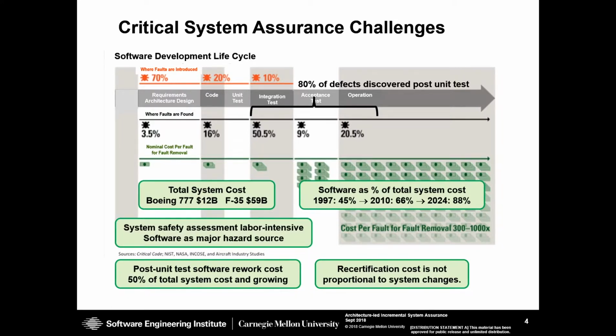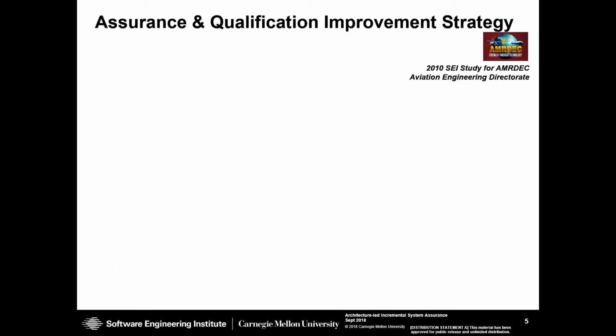we have now software as a major system hazard, and system safety assessment processes that are currently in place are very labor intensive, with people developing spreadsheet-like information as they do, for example, in FMEA type of processes.